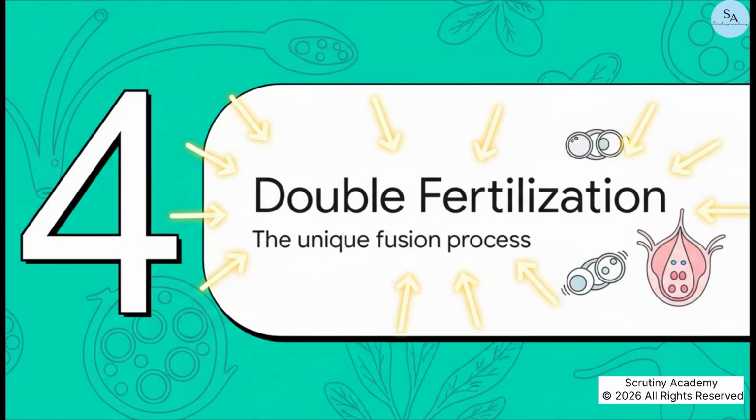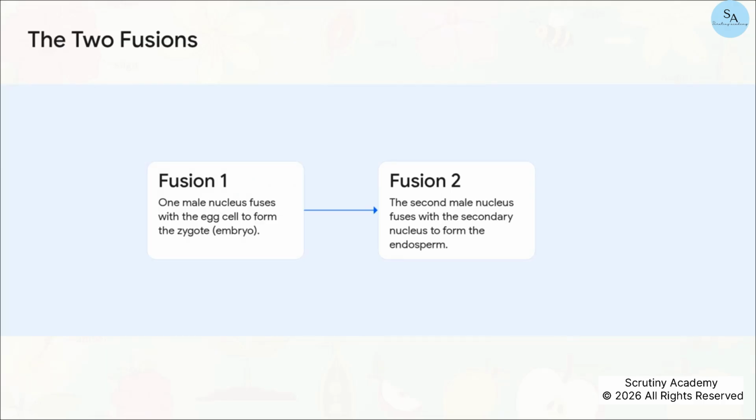All right, everybody, deep breath. We've arrived at the main event. This is the big one, a favorite for examiners, so pay close attention. It's called double fertilization, and it's the ingenious process that makes flowering plants so incredibly special. So here's the crazy part. 2 separate fertilizations are happening at pretty much the same time.